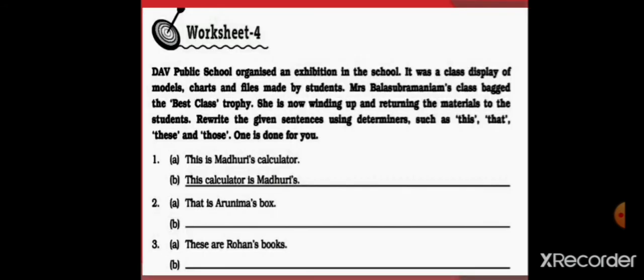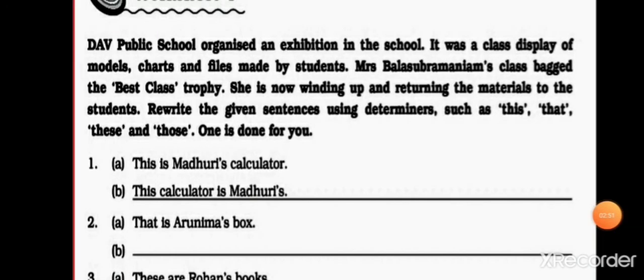Worksheet number 4. DAV Public School organized an exhibition in the school, and it was a class display of projects, models, charts and files made by students. Mrs. Balsubramaniam's class bagged the best class trophy. She is now winding up her work and returning the materials to the students of her class.